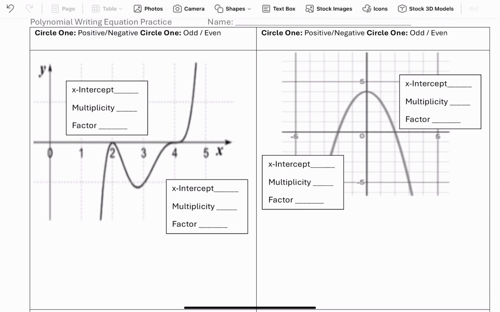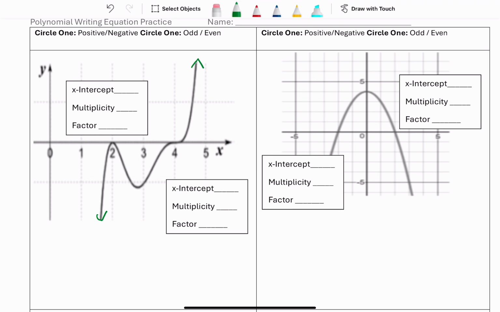The first thing I'm going to look at is that it is odd, because I have arrows going in opposite directions. It is also positive because my right side is going up. My first x-intercept is here at 2, 0, and it has a multiplicity of 2 because it bounces off the x-axis. Since it has a multiplicity of 2, when I make my factor, I do x minus 2 squared.